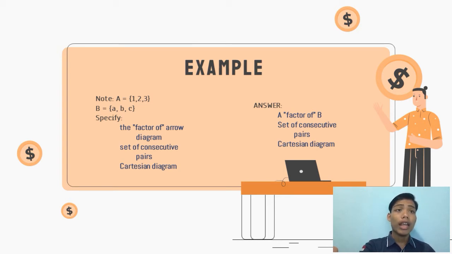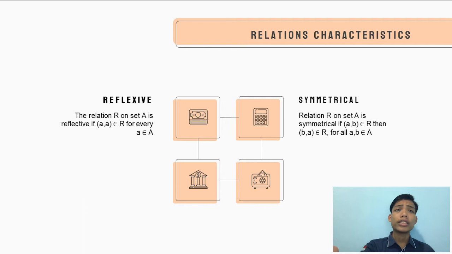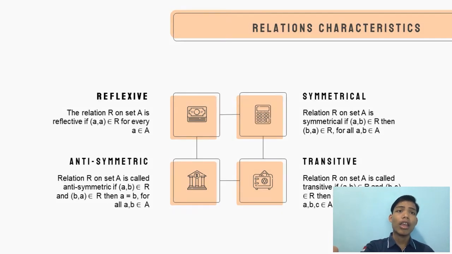Okay, the answer about that is: A is an arrow diagram, B is a set of ordered pairs, and C is a Cartesian diagram. Okay. And how about relation characteristics?